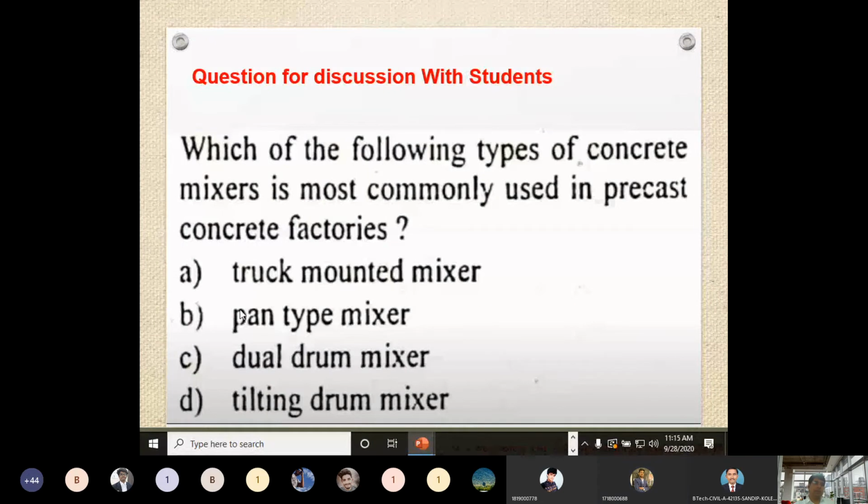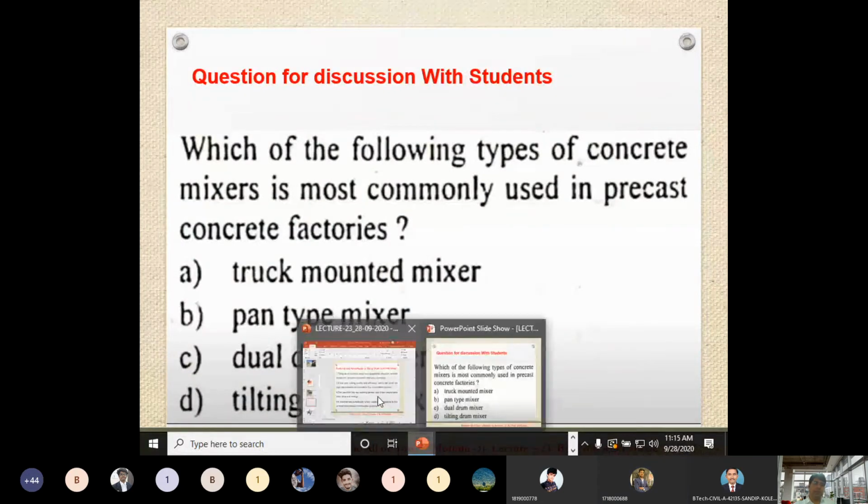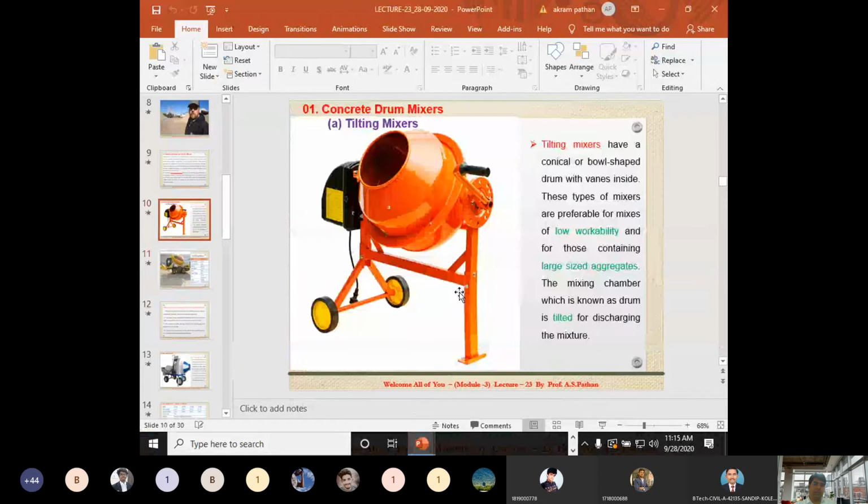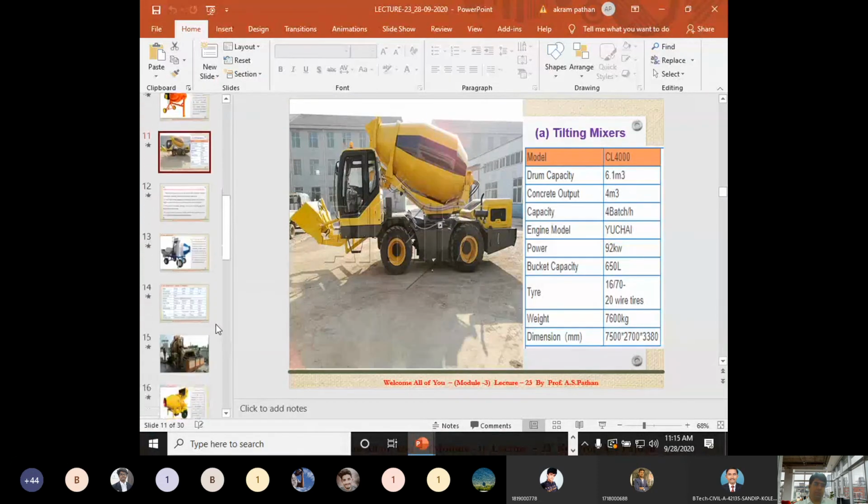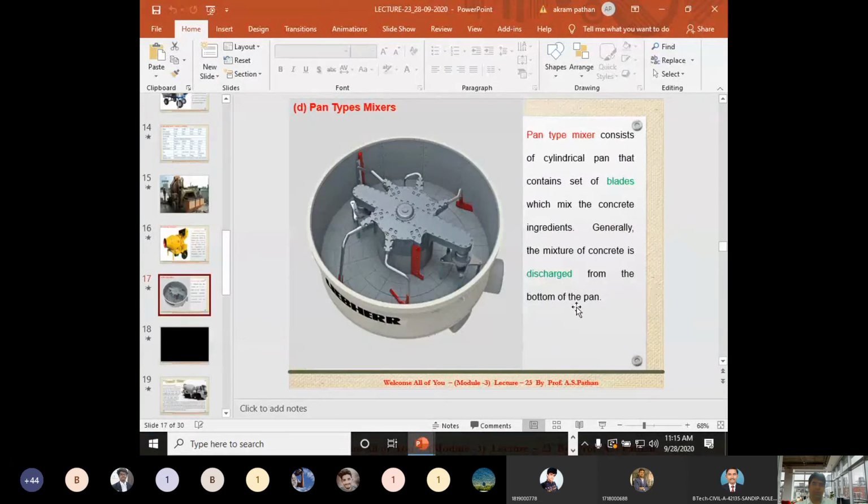See here, earlier we have seen the pan mixers. While I was delivering the lecture about pan mixers, I told you this type of pan mixer is generally used in pre-stress and precast concrete factories. To test the concrete in the laboratory also, we go for pan type mixers. So why do we use pan type mixers in the precast factory?